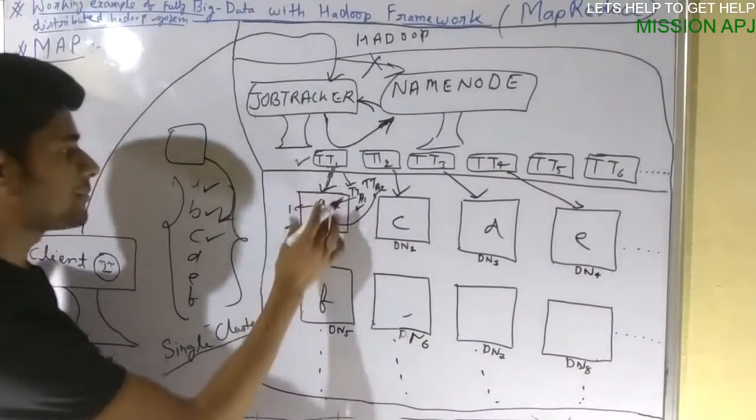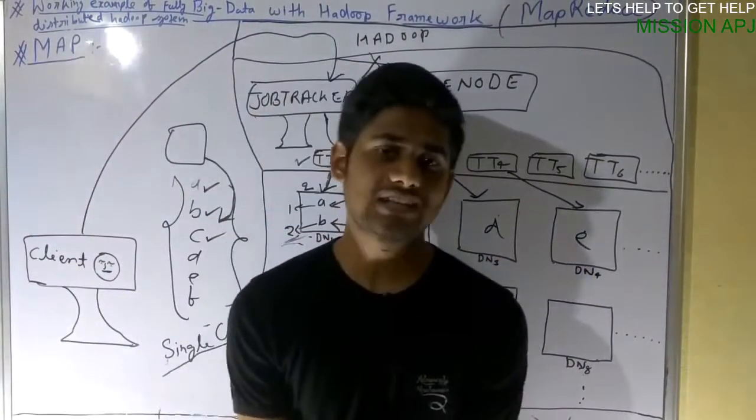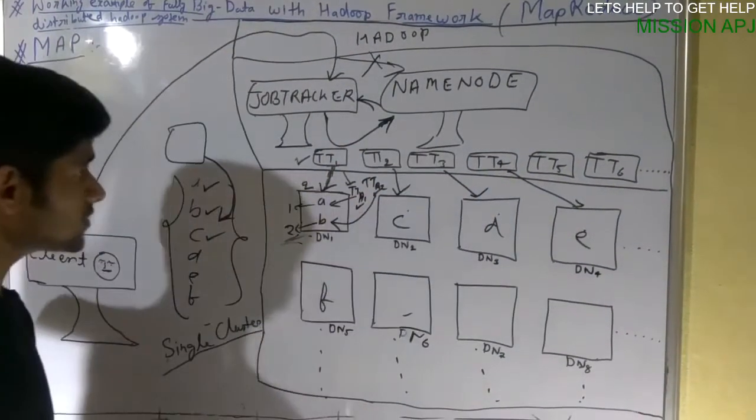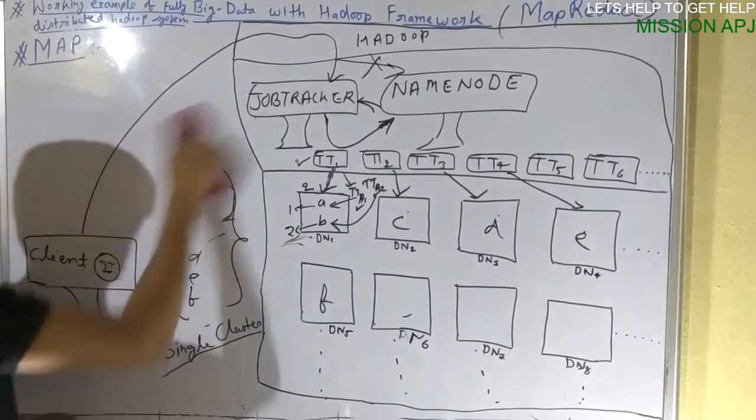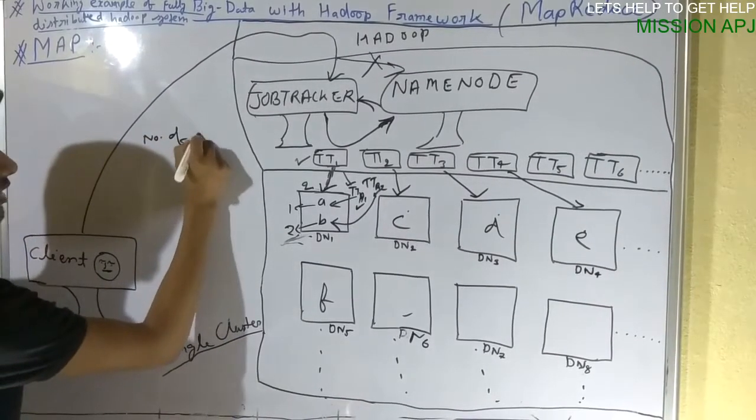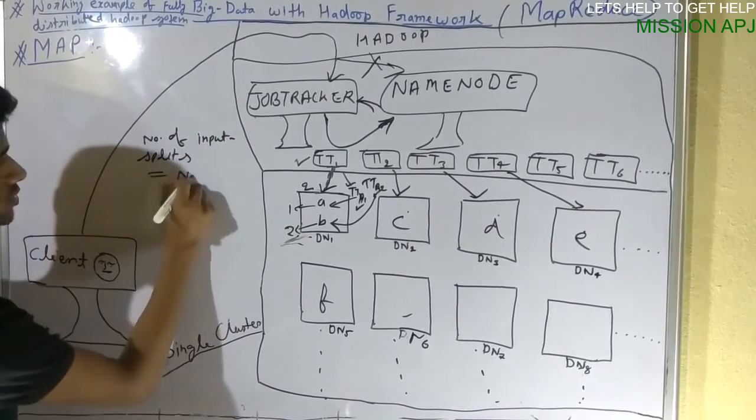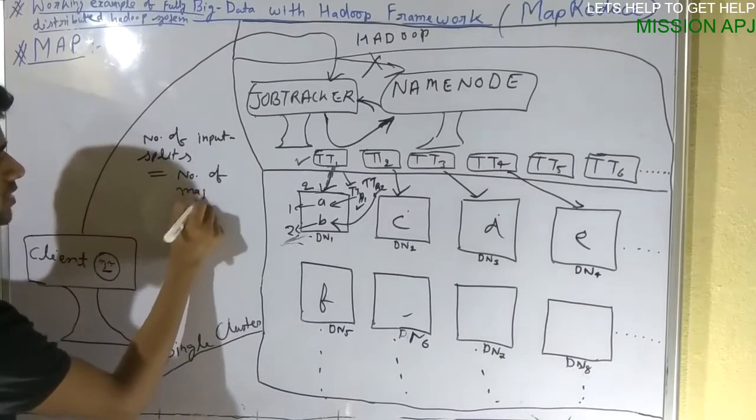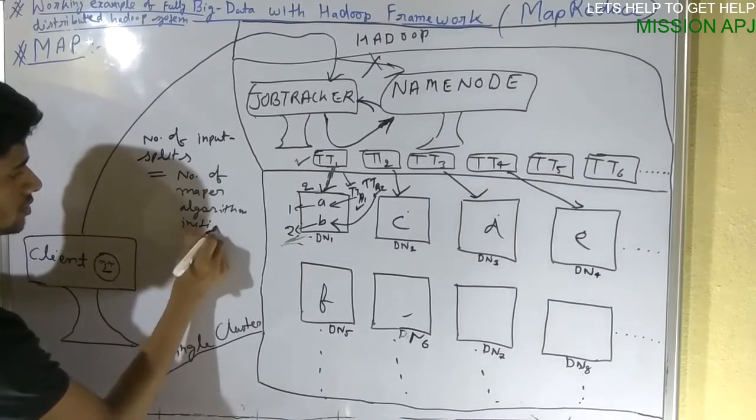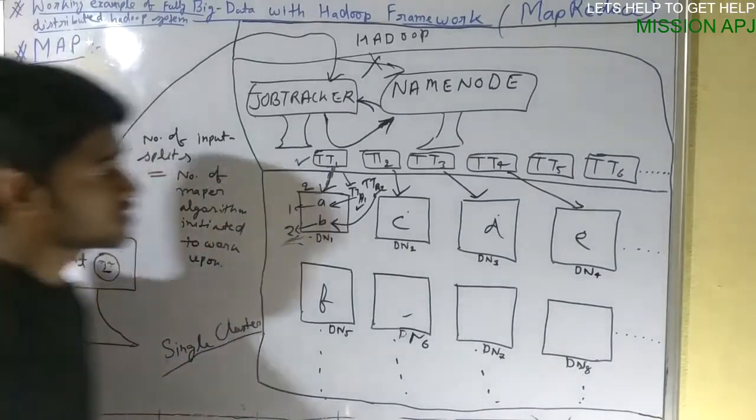So the mapper algorithms here are 2, here 1, here 1, here 1, here 1. The total mapper algorithms initiated by the task trackers are 6. So we need to write this very important point: the number of input splits is equal to the number of mapper algorithms initiated to work upon. Okay, so this is very important.